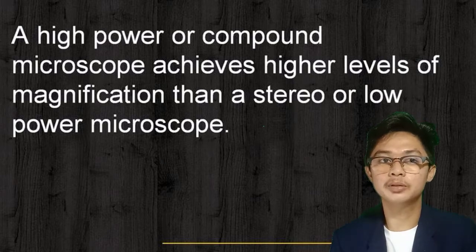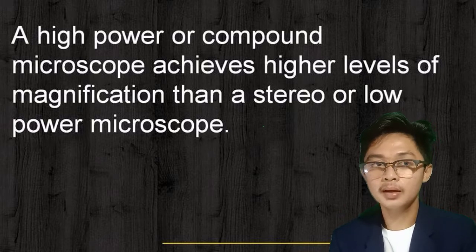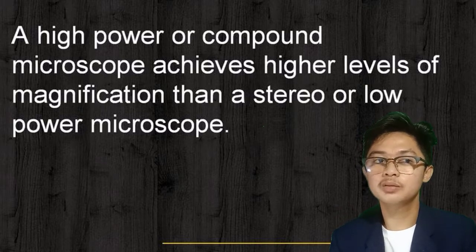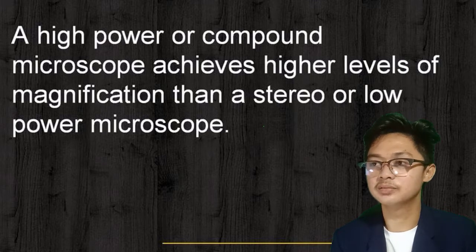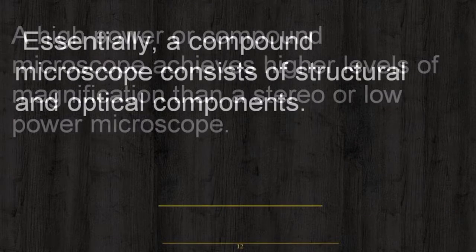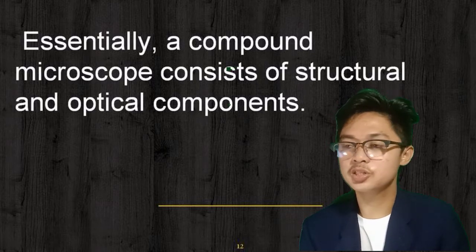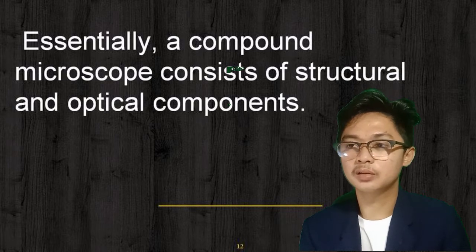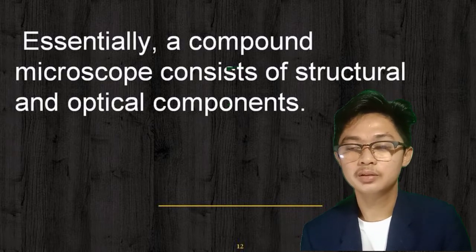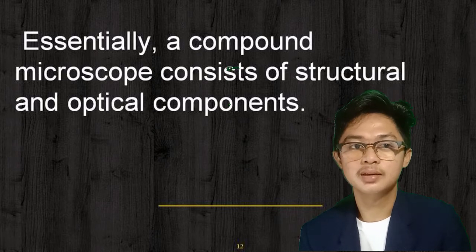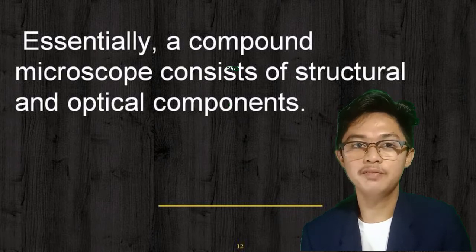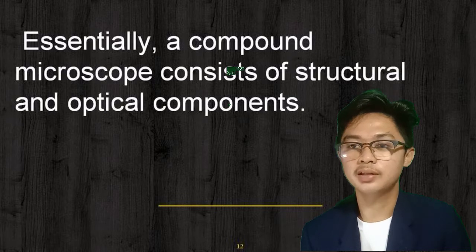A high-power or compound microscope achieves a higher level of magnification than a stereo or low-power microscope. It is used to view smaller specimens such as cell structures, which cannot be seen at lower levels of magnification. Essentially, a compound microscope consists of structural and optical components. However, within these basic systems, there are some essential components that every microscopist should know and understand.